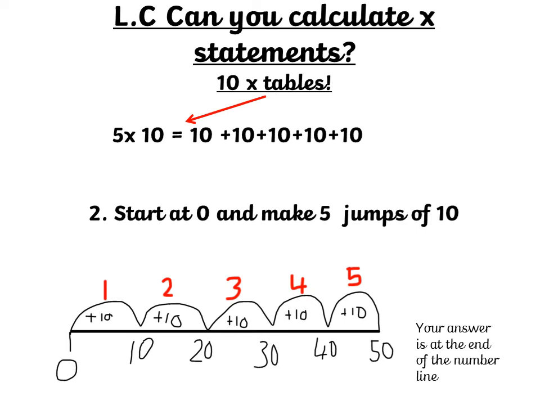Here's the other number sentence that we looked at. So 5 times 10, repeated addition: 10, add 10, add 10, add 10, add 10. And we're thinking about the 10 times table, and we're thinking about 5 lots of 10, so 5 jumps of 10. Start at 0 and this time you're making jumps of 10. So 10, 20, 30, 40, 50. I'm just going to check that I have done 5 jumps, so 1, 2, 3, 4, 5, and then my answer is going to be at the end, so my answer is 50 to this number sentence.